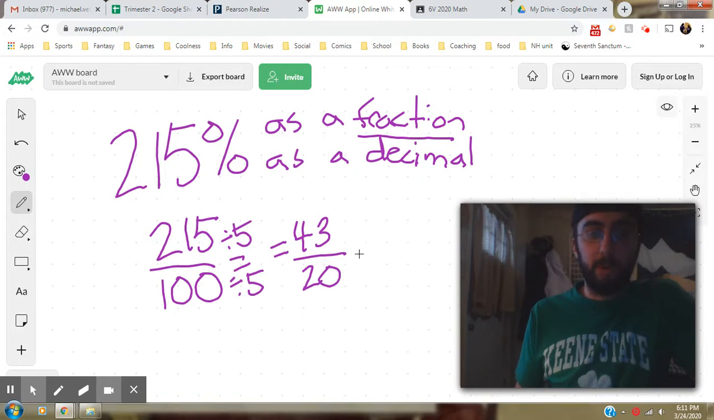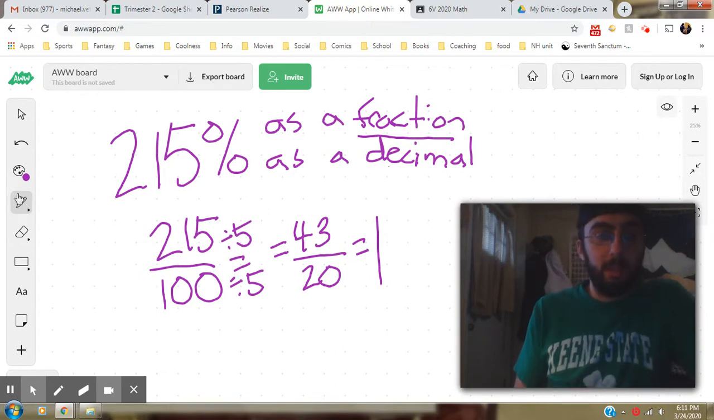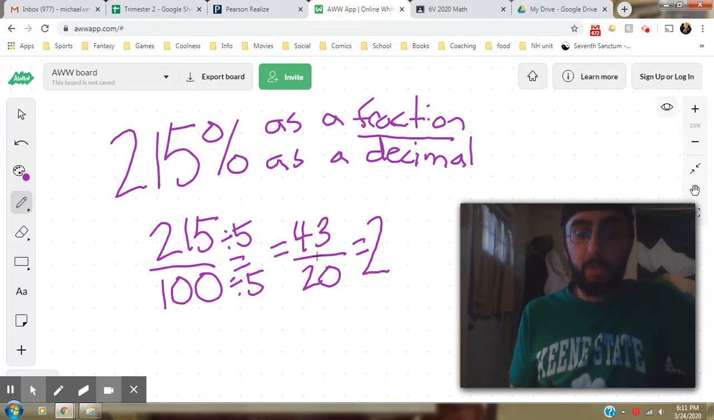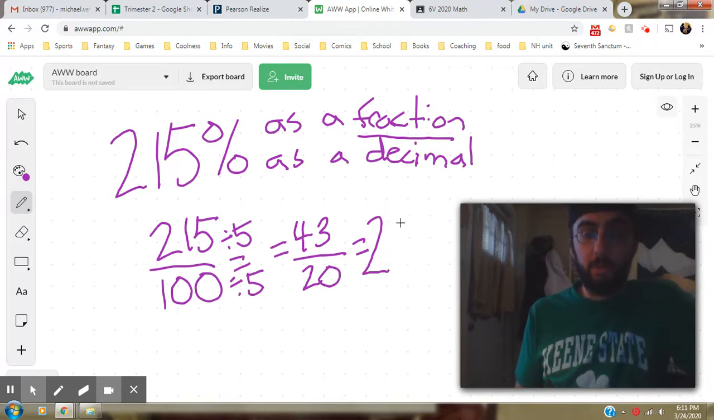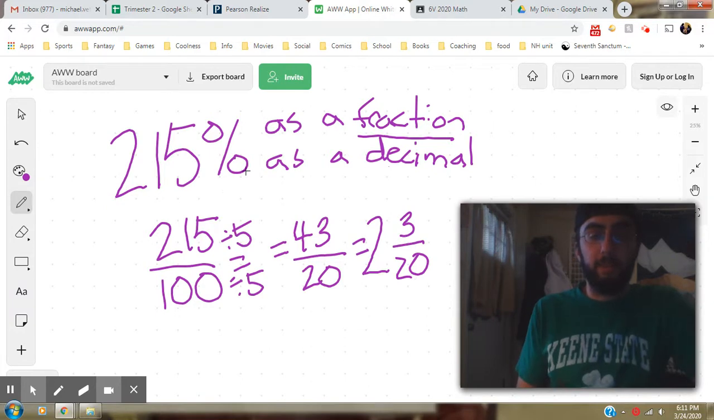but if we did want to change it to a mixed number, which we'll do here, 20 goes into 43, sorry, simple math, 2 times. 20 goes into 43 2 times, which would be 40, so 3 would be left over. So 3/20. So 2 and 3/20 is the same as 215%.